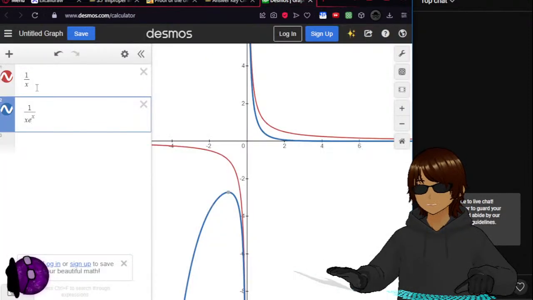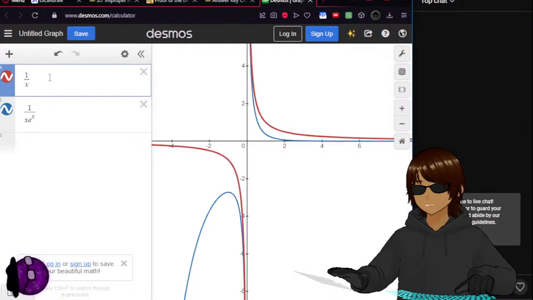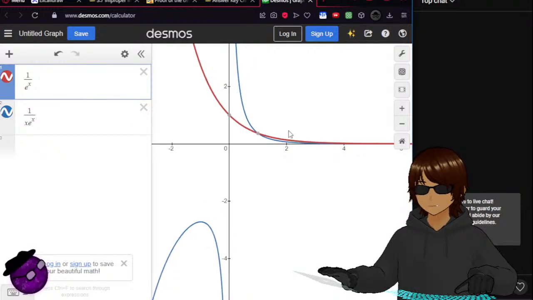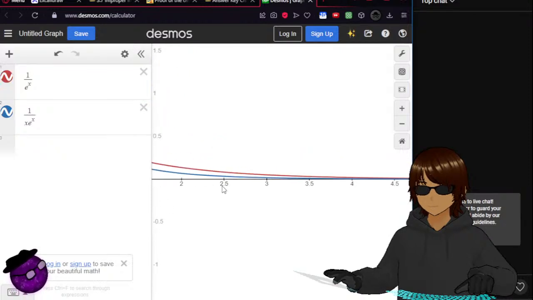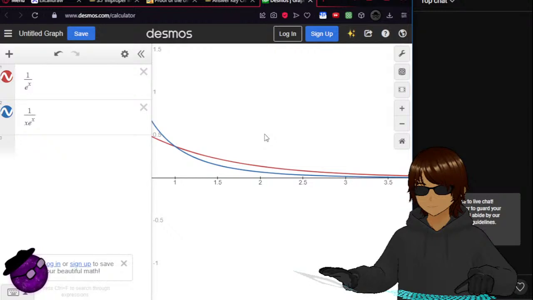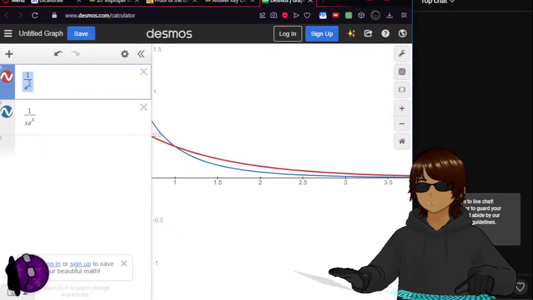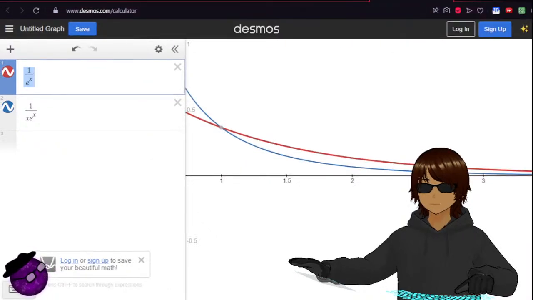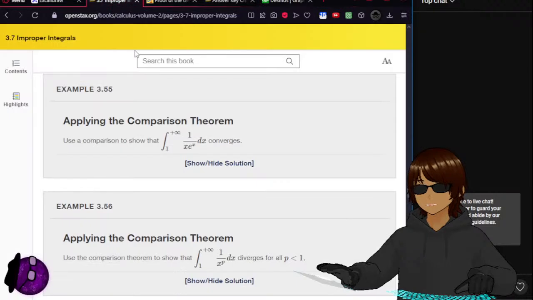One over x doesn't converge, but I think 1 over e to the power of x may converge. And we have to show that this converges, and then we can show 1 over x e to the power of x converges.